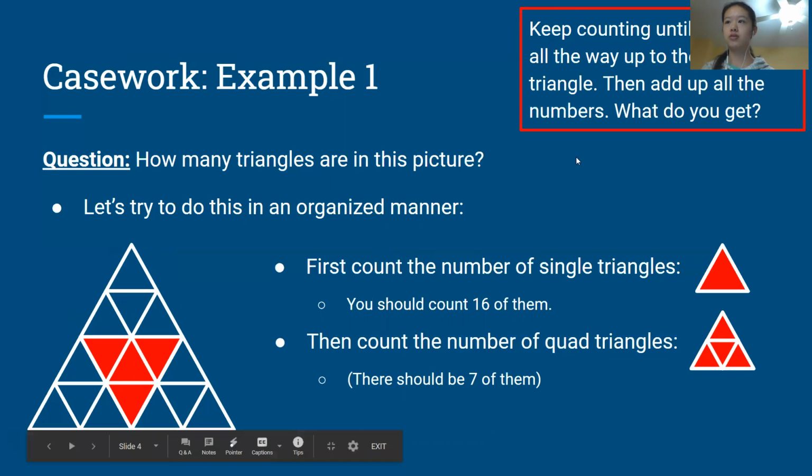If you're watching this video, pause and see if you can continue counting the triangles and then see what you get. Okay, I'm going to move on now.